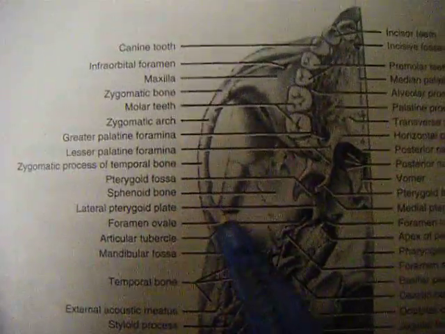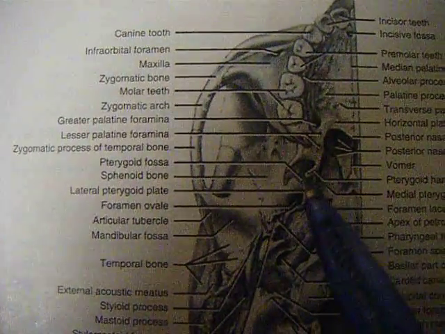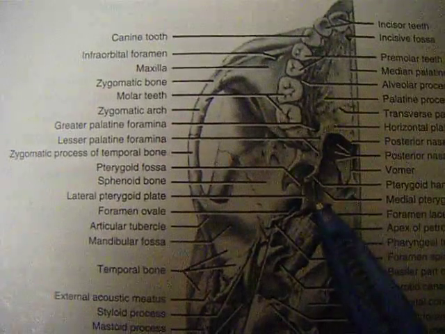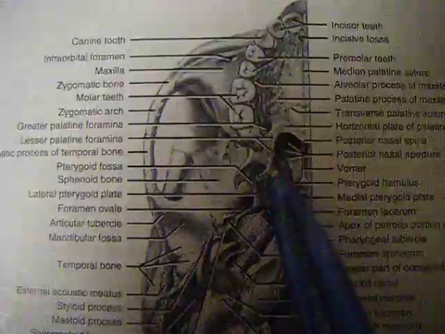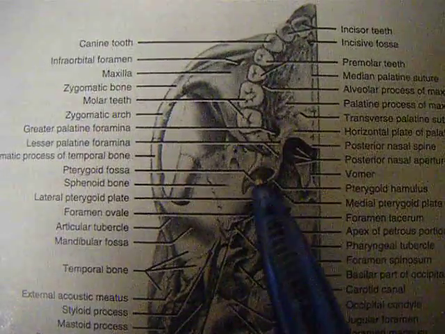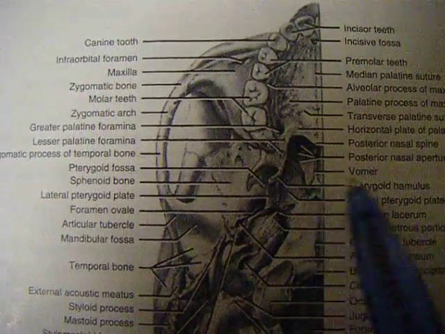Okay, this is your lateral pterygoid plate, and this is your medial pterygoid plate. And this is your lateral pterygoid plate. This is the pterygoid hamulus.